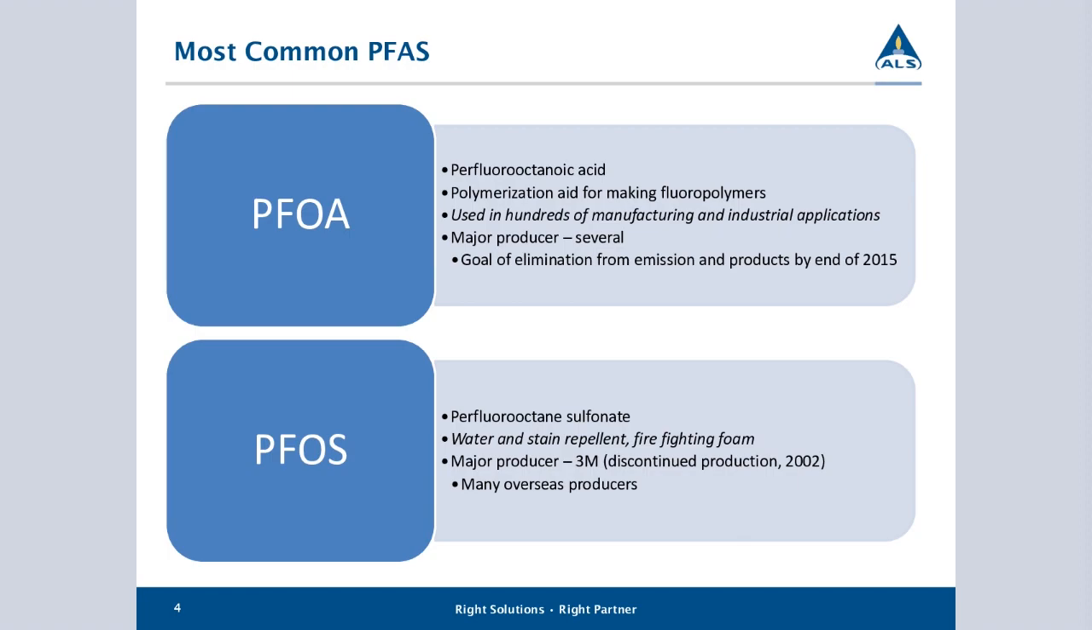fulfilled. The second most common one is PFOS, or perfluorooctane sulfonate, which is mainly used in water and stain repellent, and also in firefighting foams. The major producer was 3M. They stopped production in 2002, but it's still being produced by overseas producers.